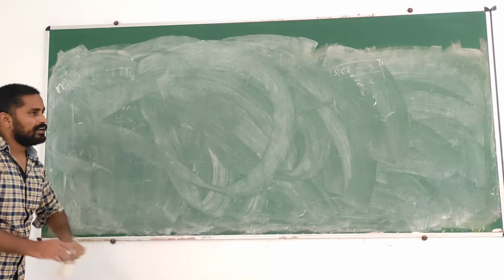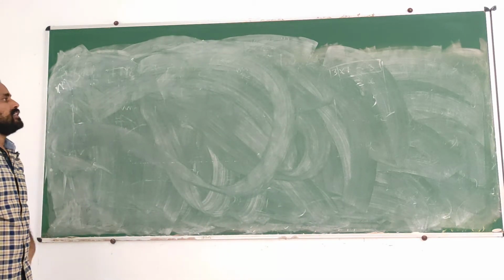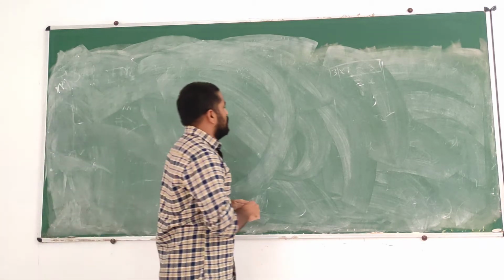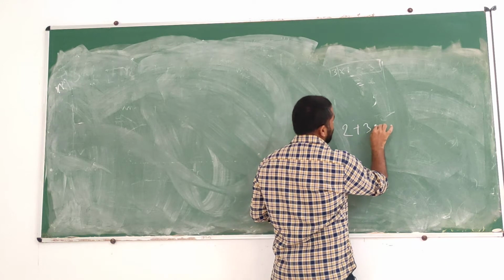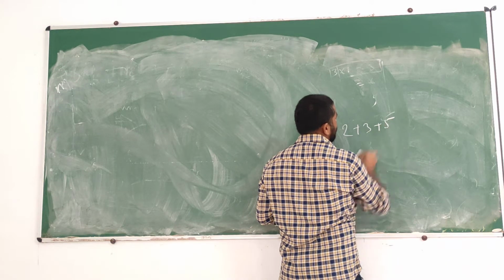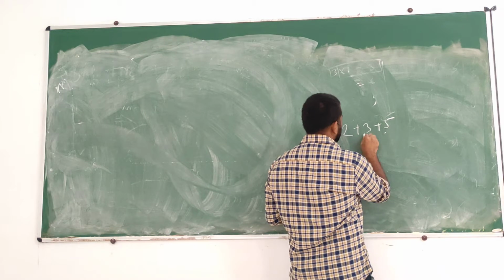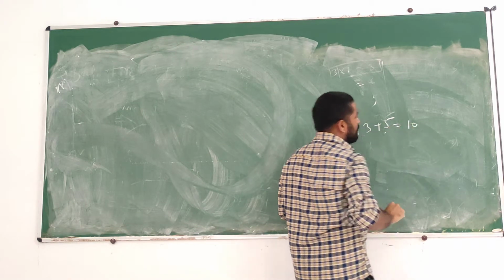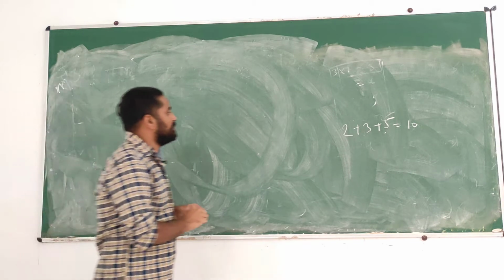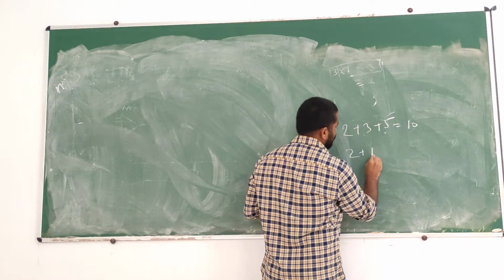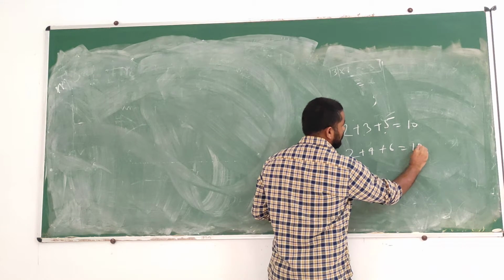Now we have done the multiplication and the table part. Now we are going to go on to summation. Suppose summation, what we need to do, we need to add 2 plus 3 plus 5. Now how much is this? 5 plus 3 is 8, plus 2, 10. This is the summation we need to do. Or if you need 2 plus 4 plus 6, this must give 12.